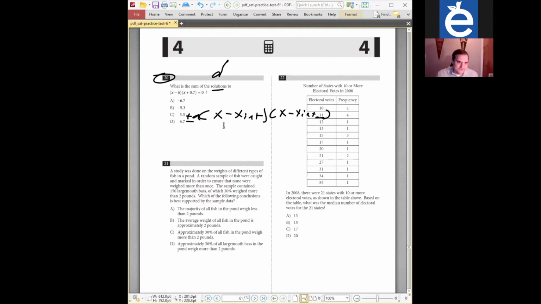Now note the form is supposed to be minus. So here where it says x minus 6, the solution is positive 6. Here where it says x plus 0.7, the solution is negative 0.7. Plus or minus is up, down. A is stretch or shrink. So here our solutions are 6 plus negative 0.7. 5.3 is the sum of the solutions.